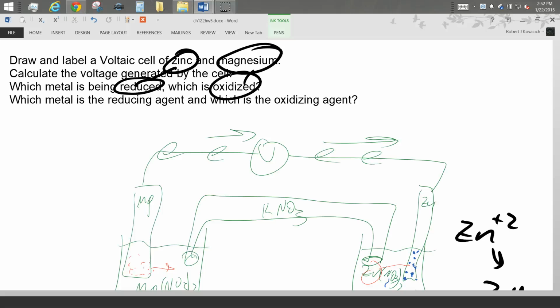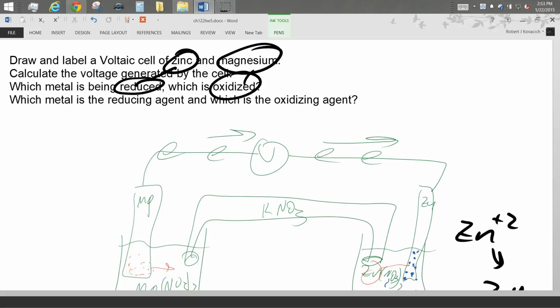If I'm zinc, what am I doing to magnesium? Taking its electrons. So then what do we call that? Reducing. What did I do to the magnesium? I oxidized it. If I'm zinc, I just oxidized magnesium. That makes me an oxidizing agent.